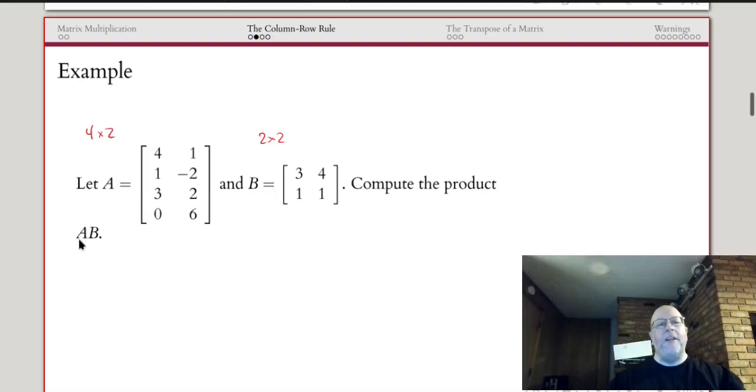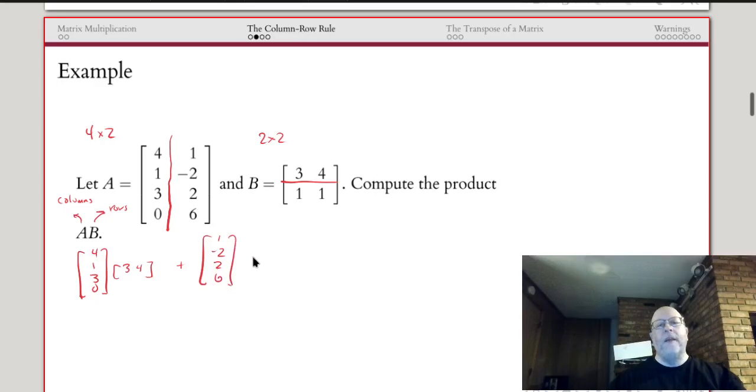We're going to split A into columns and B into rows. So I have A gets split this way, B gets split this way. So 4, 1, 3, 0 gets paired with 3, 4. And 1, -2, 2, 6 gets paired with 1, 1. And this is going to be our answer, AB.